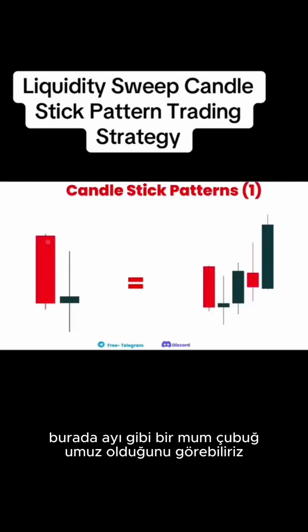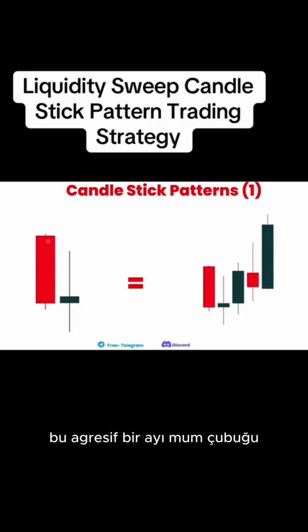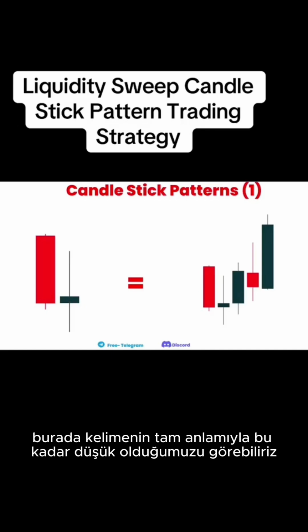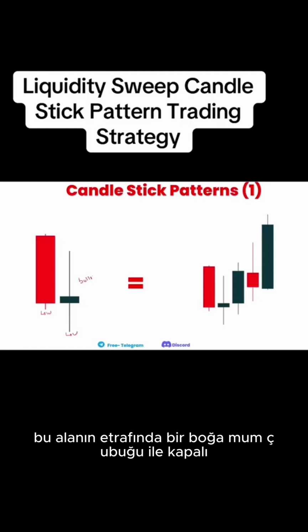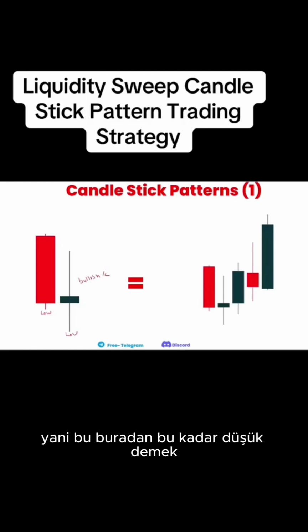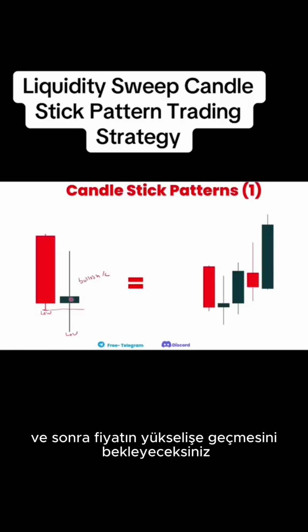Here we can see that we have a bearish candlestick. This one is an aggressive bearish candlestick, and then we have this bullish candlestick here. Here we can literally see that we have this low, and then we have this low, and then price closed with a bullish candlestick around this area. So that means from this low here, you will wait for price to break this low around these areas here, and then you will wait for price to close bullish.